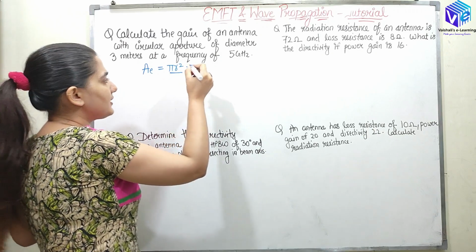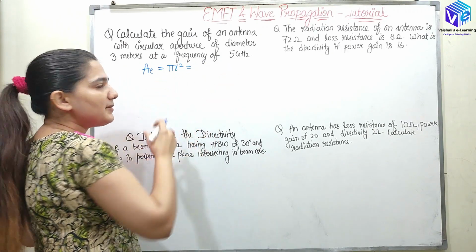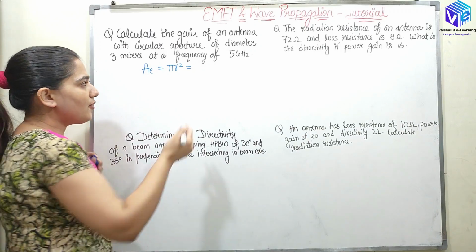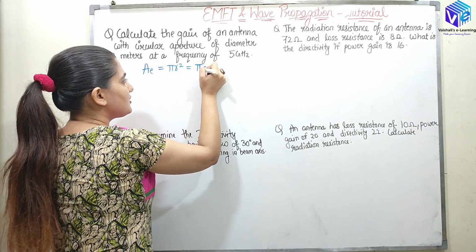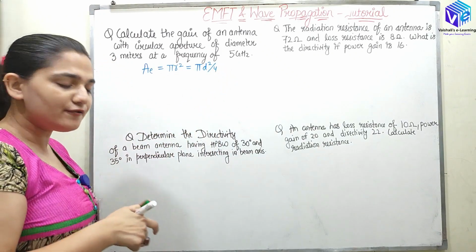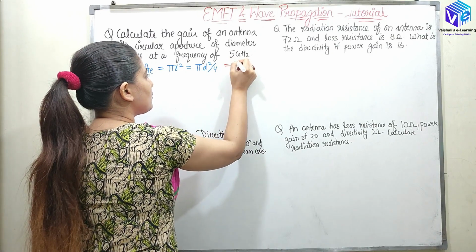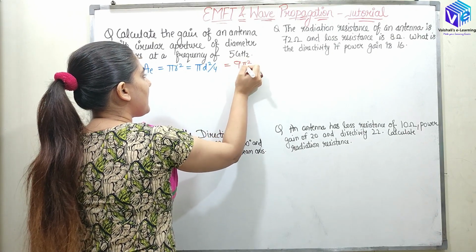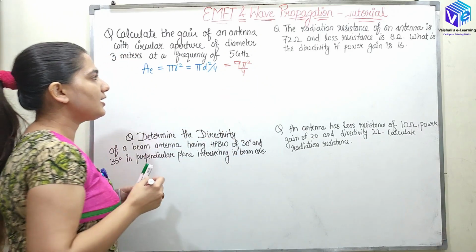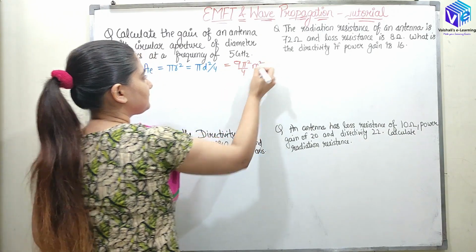Now if I convert r in terms of diameter, radius is equal to diameter upon 2. We all know this formula, so if we put it here, we'll have pi d square upon 4. Now what is diameter? Diameter is 3. So here we'll have 9 pi upon 4 as the aperture area, in meter square.